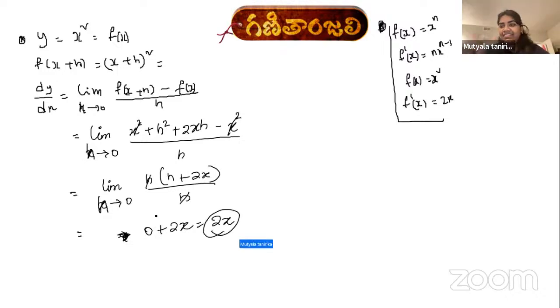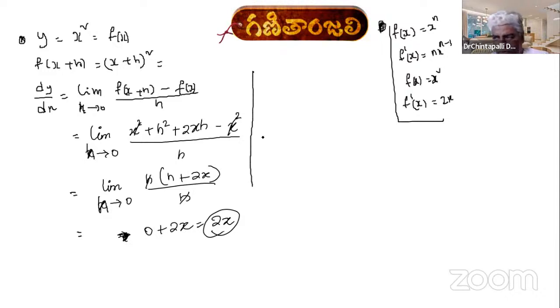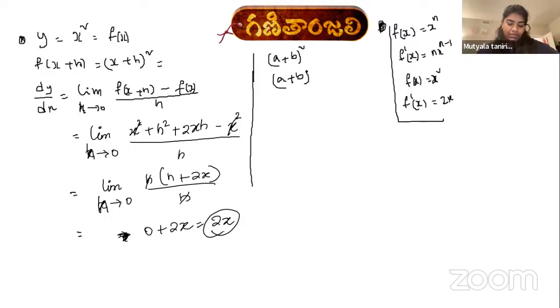Do you remember one thing? In the course of finding the derivative of x square, we used the a plus b whole square formula. In the process of finding the derivative of x cube, we used the formula a plus b whole cube. Why are we using formulas when we're using the first principles?